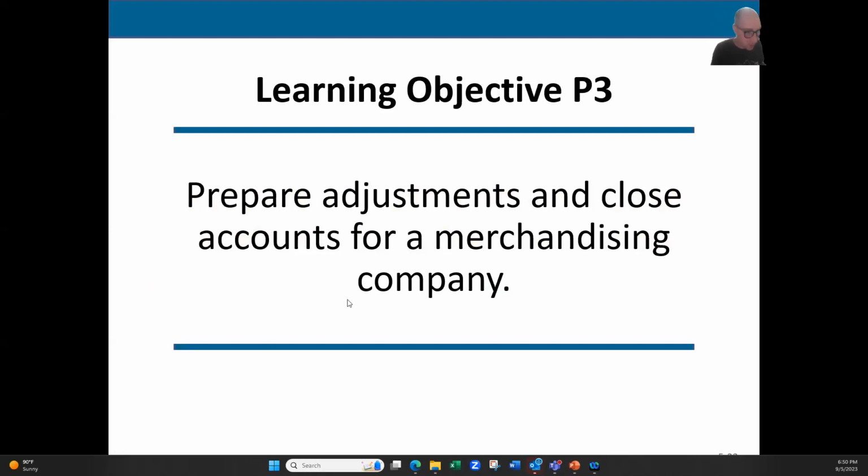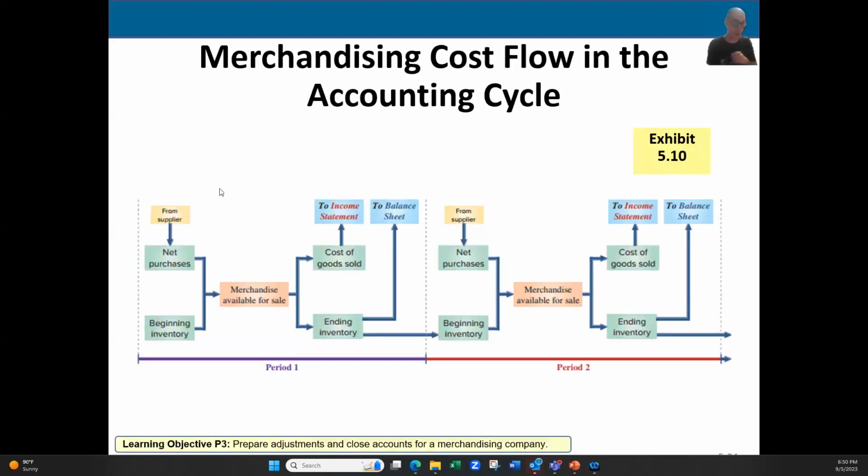So of course, as things happen, you have to make adjusting entries at the end of the accounting cycle, as you know, for these types of things. So we prepare adjusting entries to close out our temporary accounts and to end the accounting cycle before we post to our financial statements.